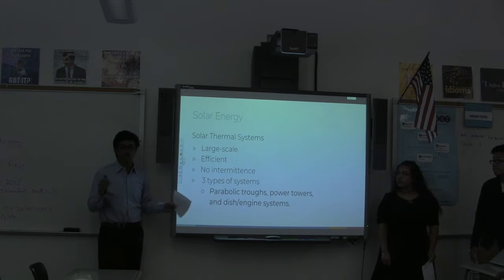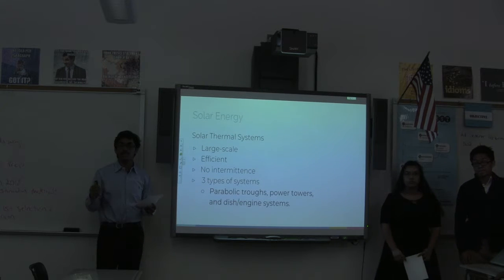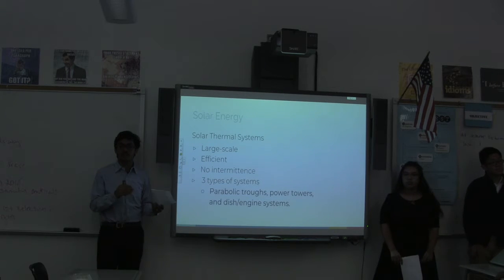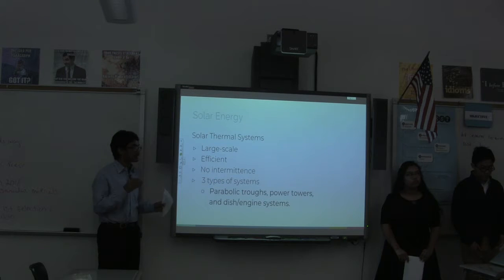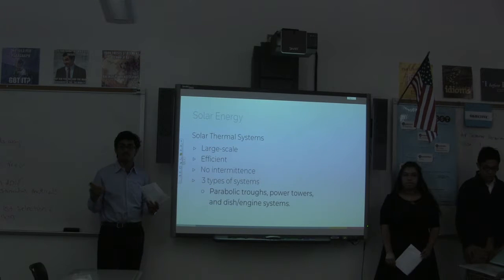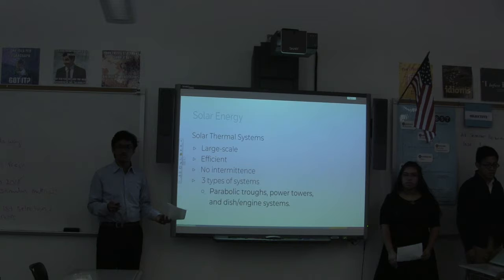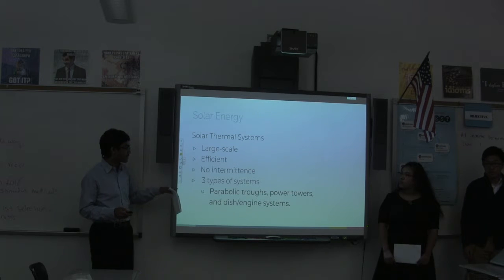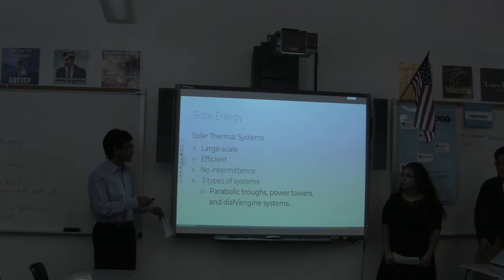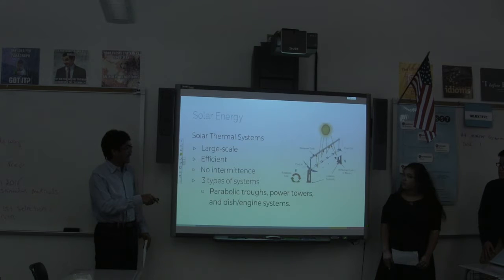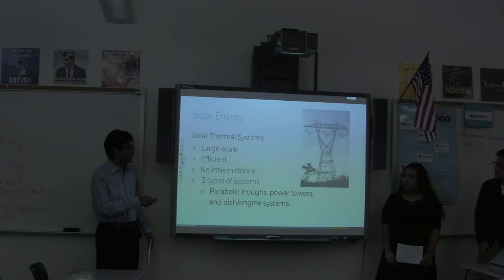So what happens is with photovoltaic systems, they can't produce energy without sunlight, but with solar thermal systems, they can because they've been hybridized to use fossil fuels in the off periods of no sunlight. There's three different types of systems. There's a parabolic trough, there's power towers, and dish engine systems.